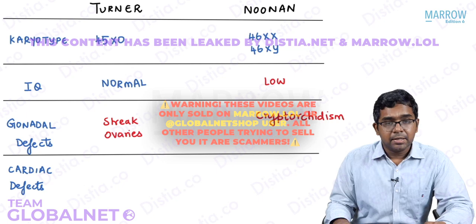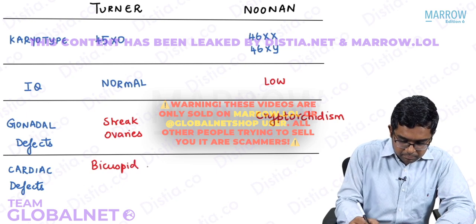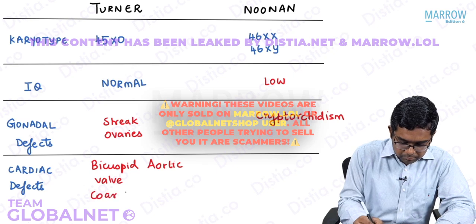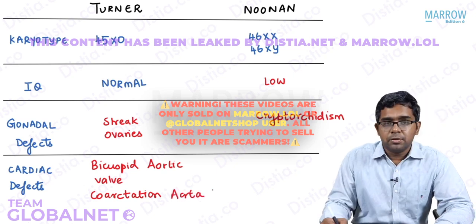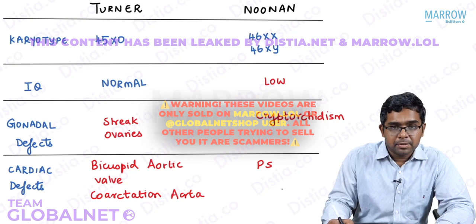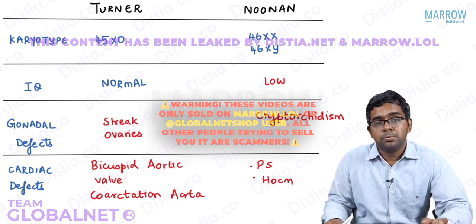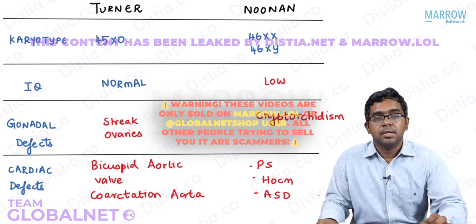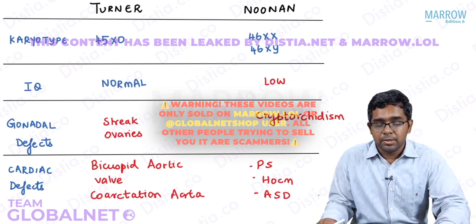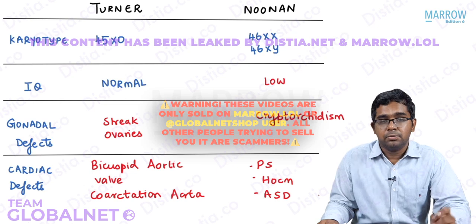Cardiac defect: I told you in Turner syndrome, it is bicuspid aortic valve and coarctation of aorta. Whereas for Noonan syndrome, it is PS, or pulmonary stenosis. The second important group is HOCM, that is hypertrophic obstructive cardiomyopathy, and they can also have atrial septal defect as an association. These are the set of cardiac problems associated with Noonan syndrome. So this table helps you to remember the differences between Turner syndrome and Noonan syndrome.